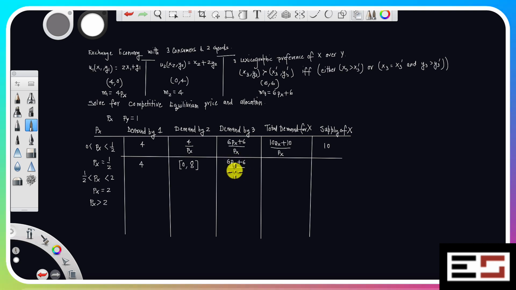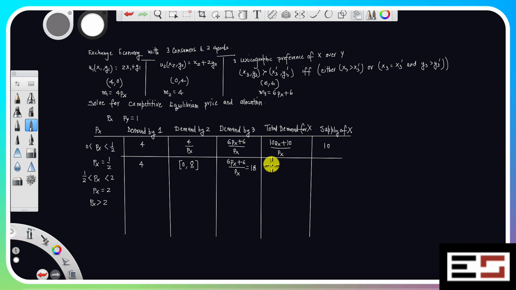So this is (6Px plus 6) by Px. Okay, and if you just observe this, because Px is half, this is 6 by 2, which is 3, plus 6, 9 by half, which is 18. Okay, so clearly, if you see, the total demand is going to be at least 22. Even if consumer 2 chooses 0, the total demand is going to be at least 22.